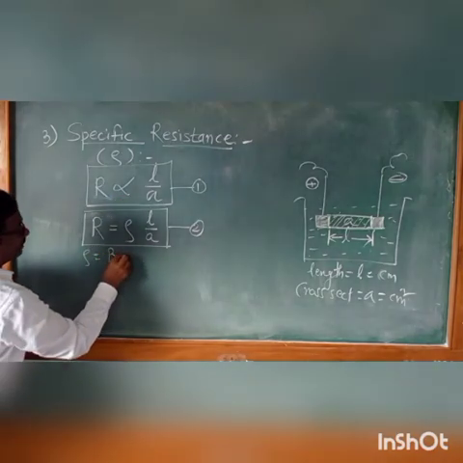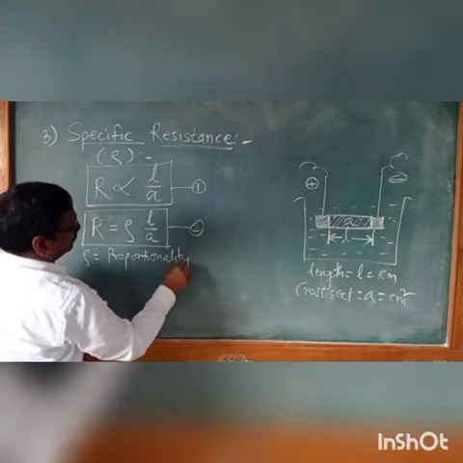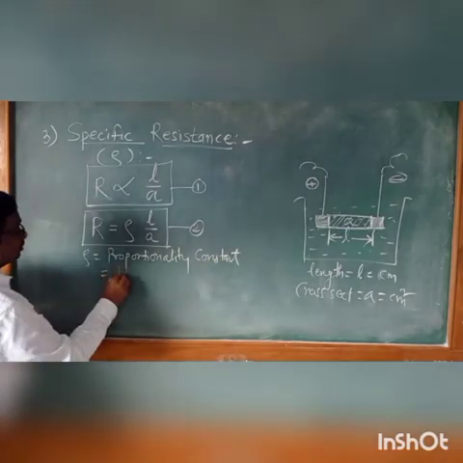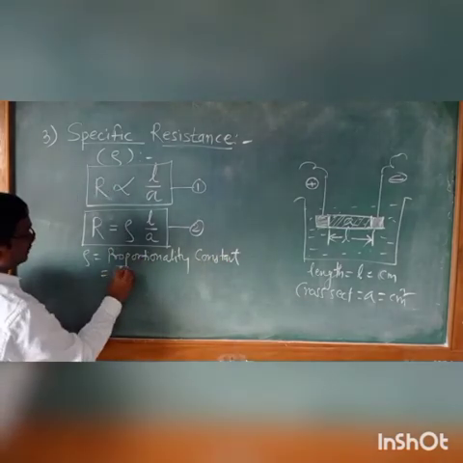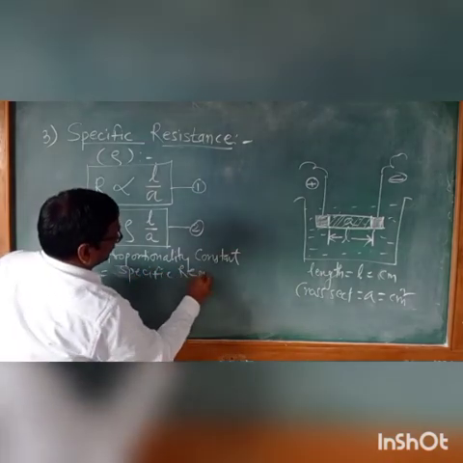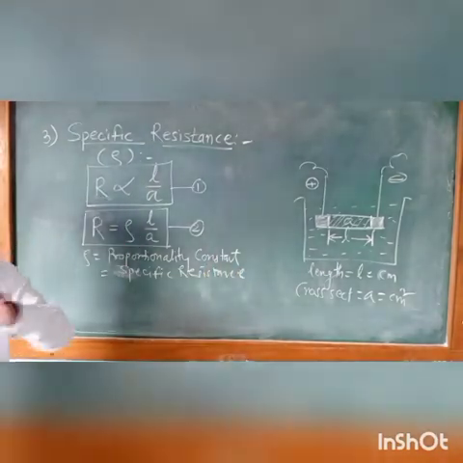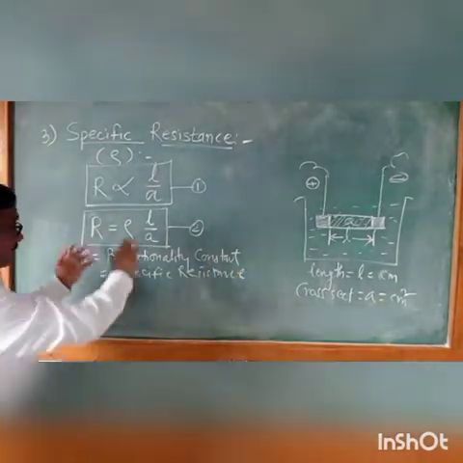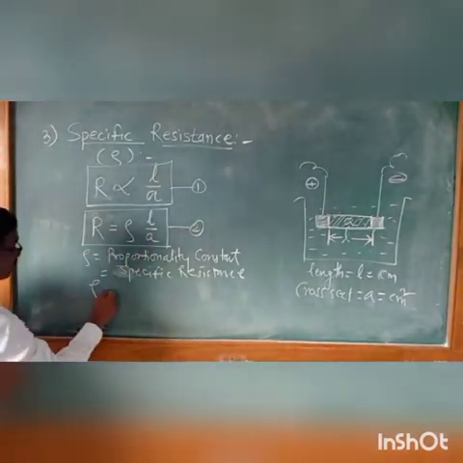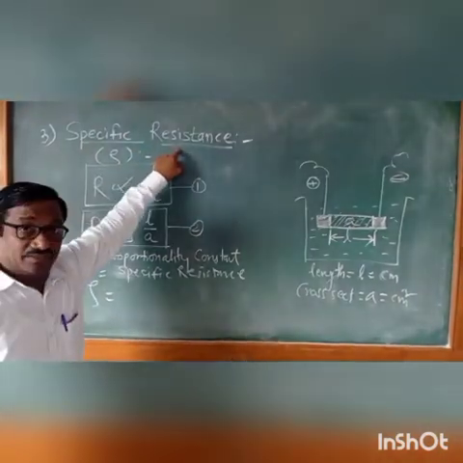Rho is called the proportionality constant, which is equal to the specific resistance. This rho is called the specific resistance. Now rearrange this equation and you will get the specific resistance. So rho is equal to, you have to find out the specific resistance.